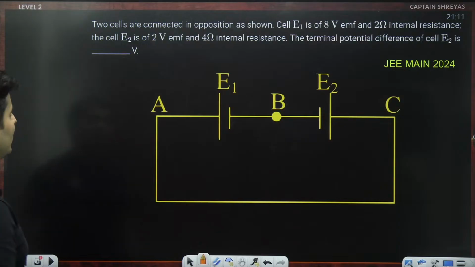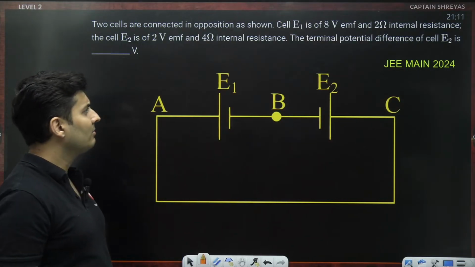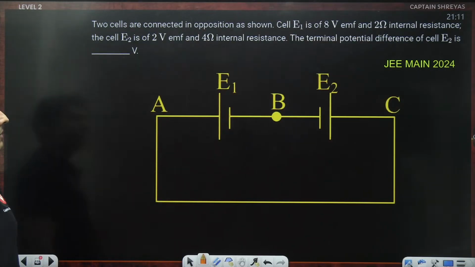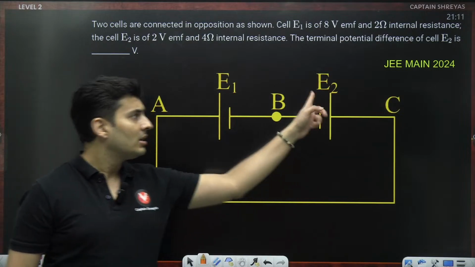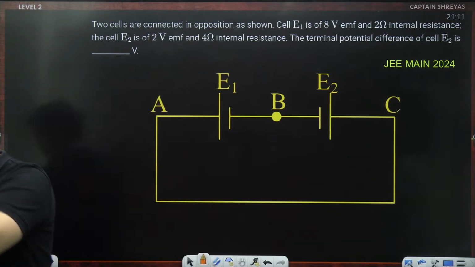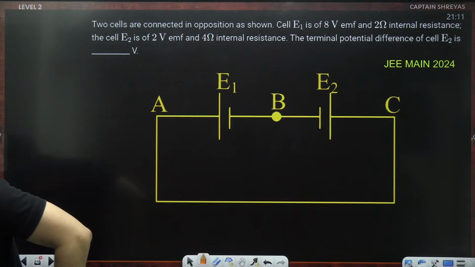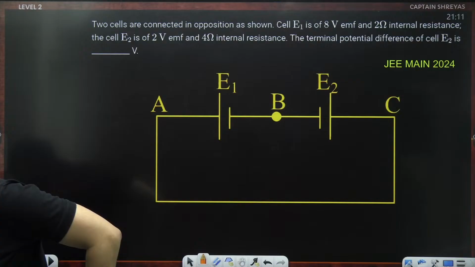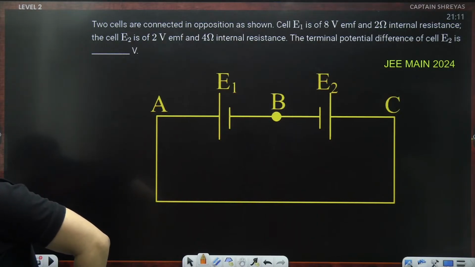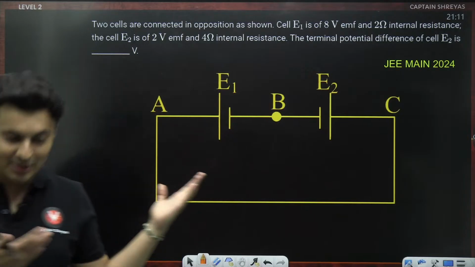Next question. 2 cells are connected in opposite directions, E1, E2, R1, R2 given. Find the voltage difference across this particular battery. Let's do this question. Yes, you can get NIT, everything, guys. You will get everything, but first concentrate on the class.